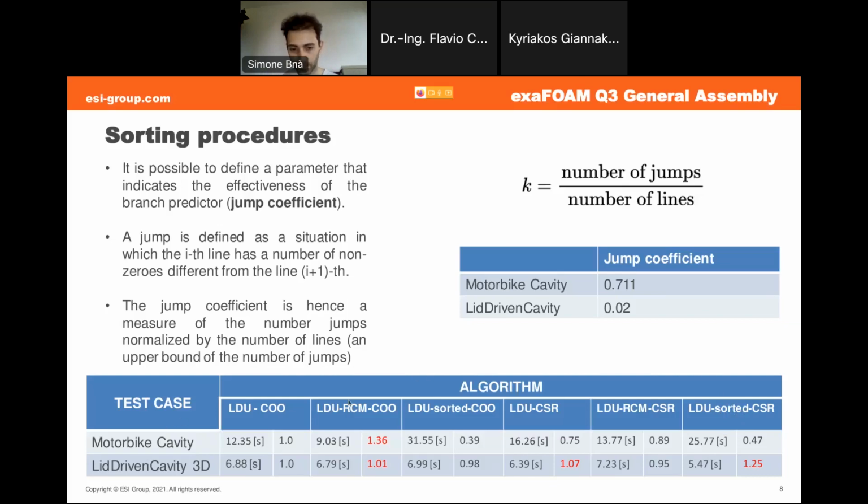For the motorbike, if we introduce this sorting by number of non-zero, you see that the performances are very, very bad. Okay, while the RCM gives you a very strong benefit, and RCM is an algorithm that reduces a lot the bandwidth of the matrix. So RCM is very useful for the motorbike. Sorting by rows, not useful. For the lead-driven cavity, RCM doesn't give you a very useful advantage, while sorting gives you some benefit, in particular when using LDU-CSR.